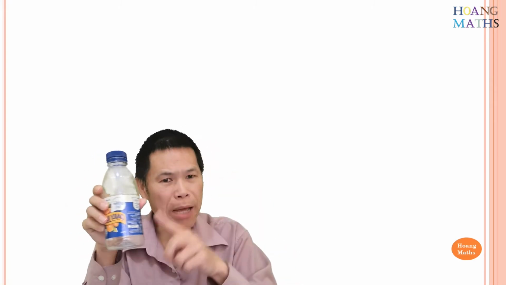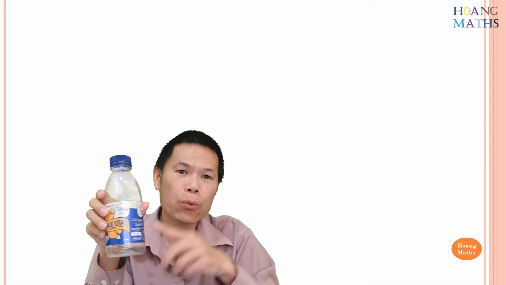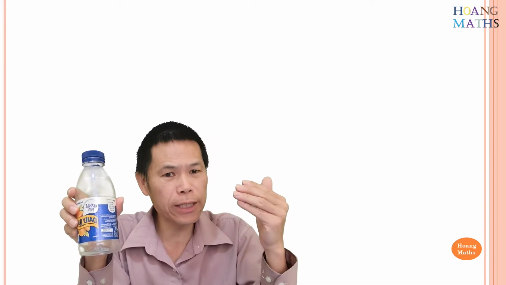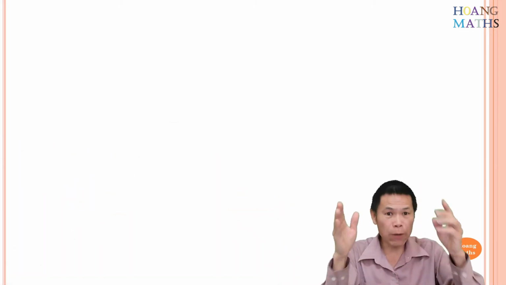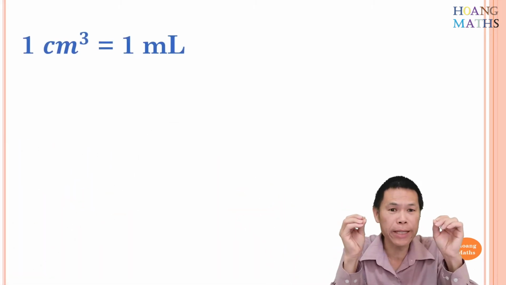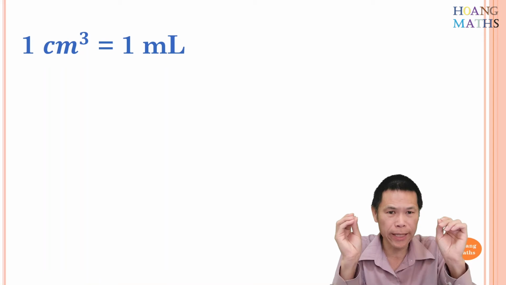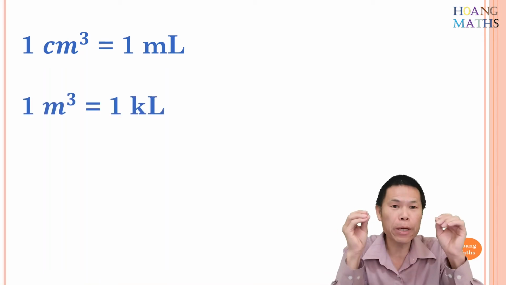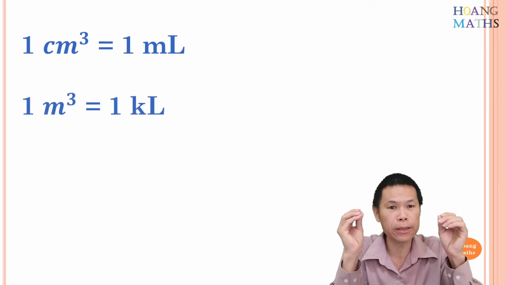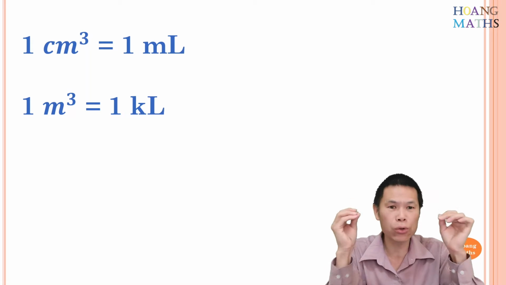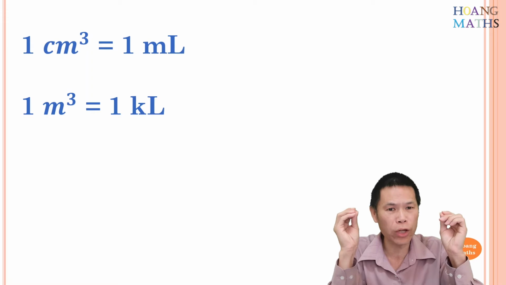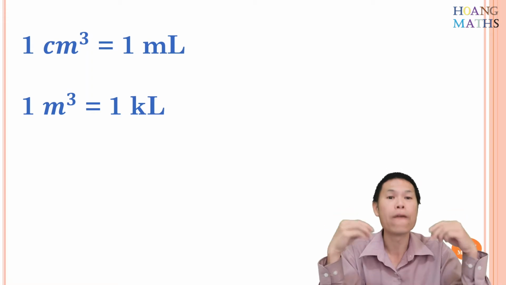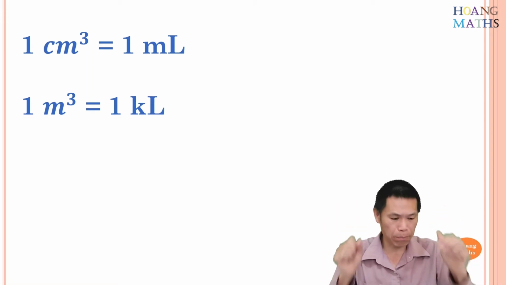To work out the capacity of this bottle, we usually work out the volume first and then we convert to capacity. And we know that 1 cubic centimeter is 1 milliliter and 1 cubic meter is 1 kiloliter. Please take note of this because we need to use these unit conversions to convert from volume to capacity and capacity to volume. So let's go through a few examples.